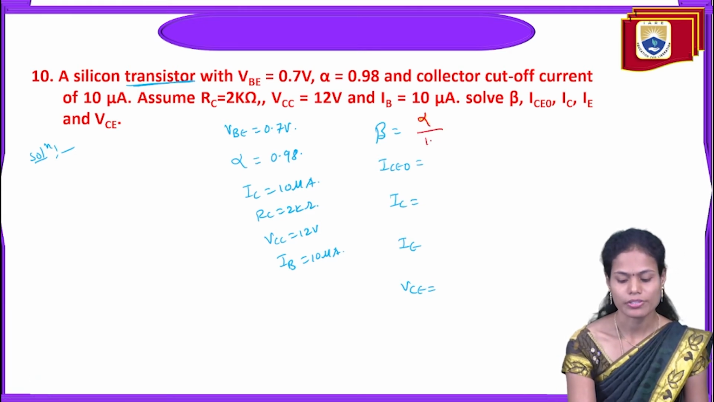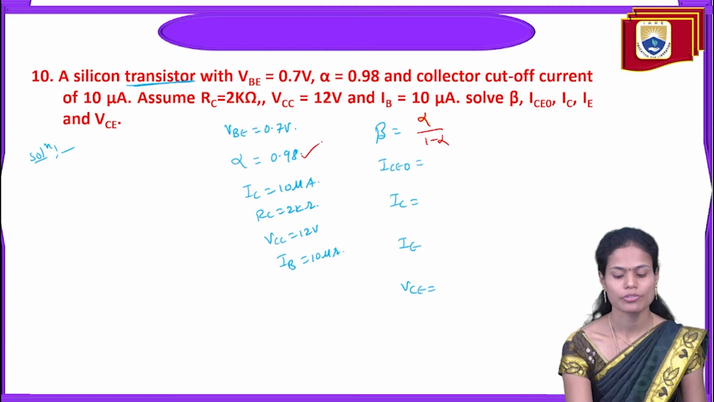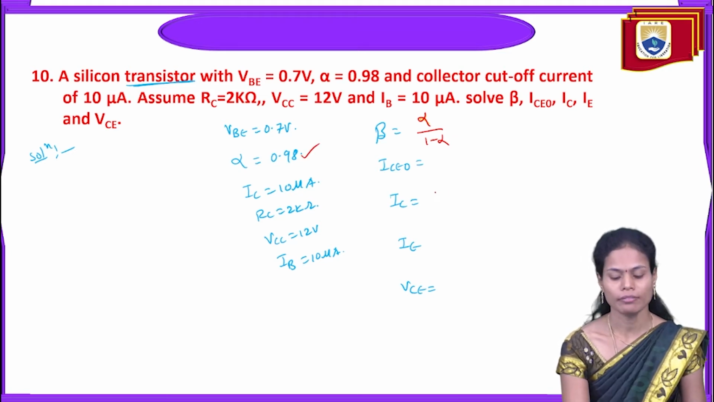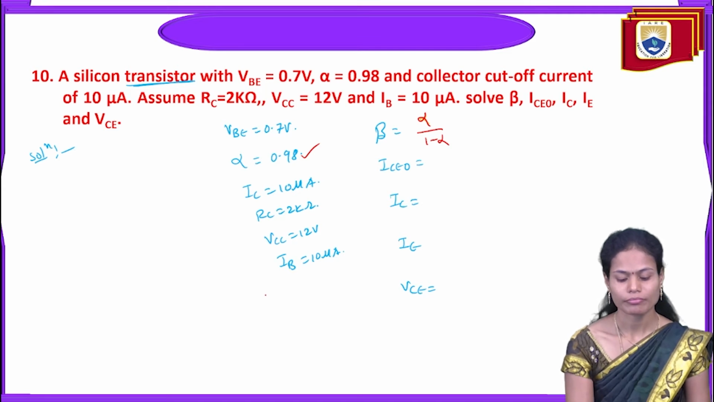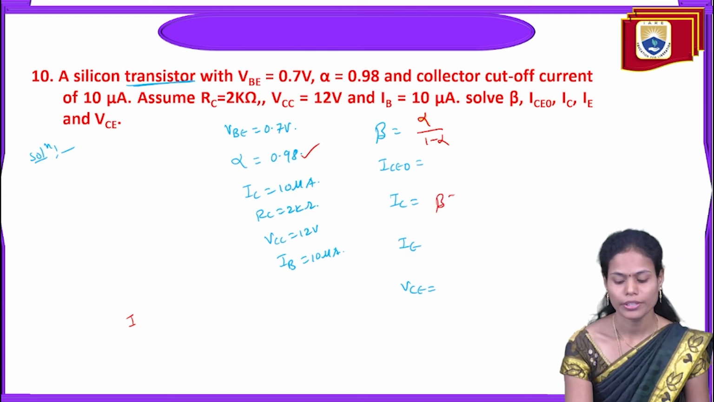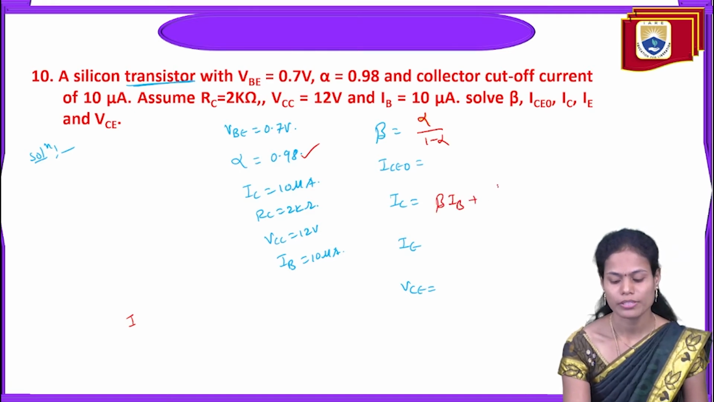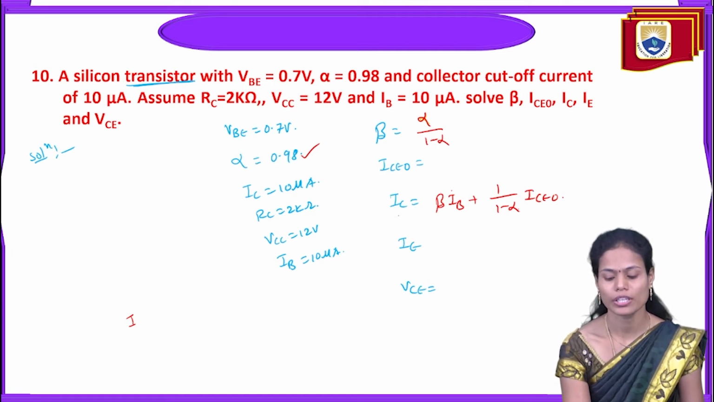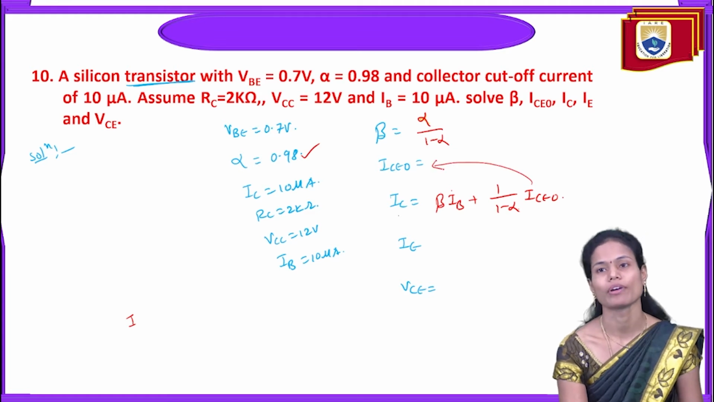Here the alpha value is given. If you substitute that, you can find the beta value. And to solve for IC, IC equal to beta IB plus 1 by 1 minus alpha into ICBO. So here we have the beta value, IB value, alpha value, and the ICBO value also given. If we substitute all these values, we are able to find the ICEO value.